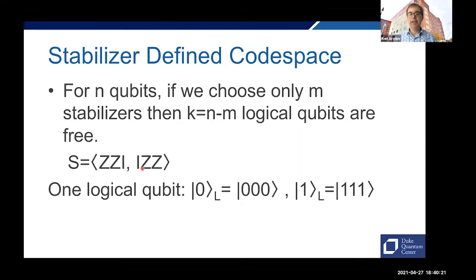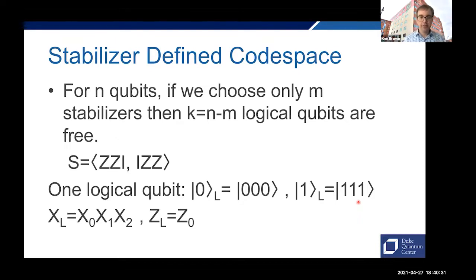And it naturally leads to a logical qubit with this encoded zero logical and one logical, which are again just these repetition codes. And then the logical operators become X logical, which has to flip all three bits to go from zero to one. And then Z logical, which is just a single Z, because I only have to apply a phase to this one or to this one. I can do that by applying a Z to any of these bits.